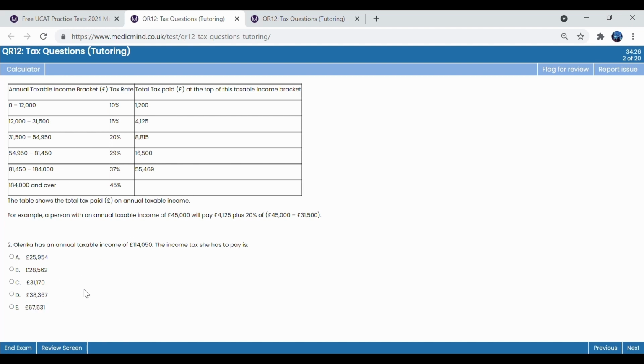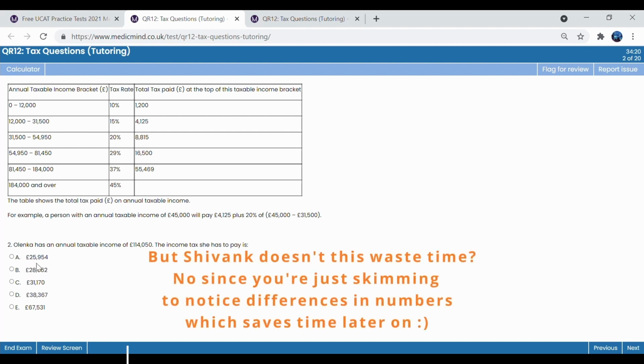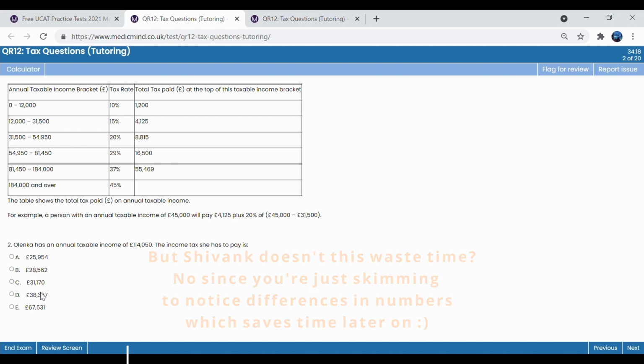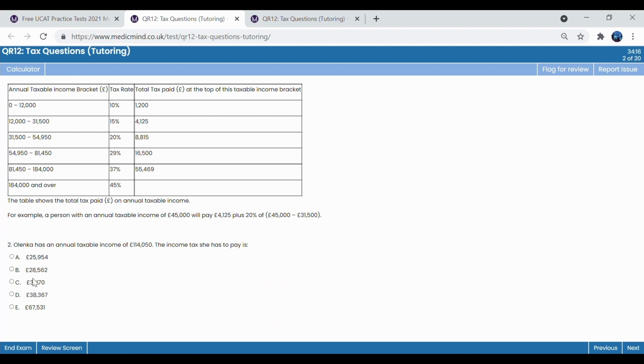Now another tip which I use is I first quickly have a look at the options. So in this case, the options are quite far apart. This is 3,000 away, this is 3,000, this is 7,000 away. So therefore I won't need to use exact values. If for example these are 1k away or half a k, I'd have to perhaps use exact values and be more precise, because otherwise the options would be too close.